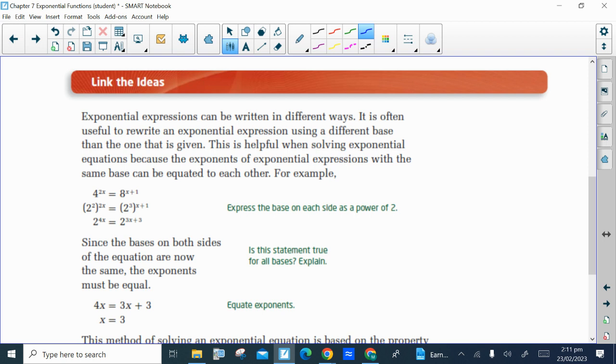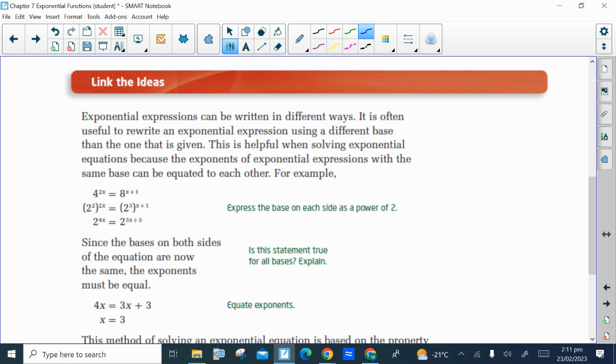So exponential expressions can be written in different ways. It is often useful to rewrite the expression using a different base than the one that is given. This is really helpful when solving exponential equations because the exponents of the exponential expressions with the same base can be equated to each other.